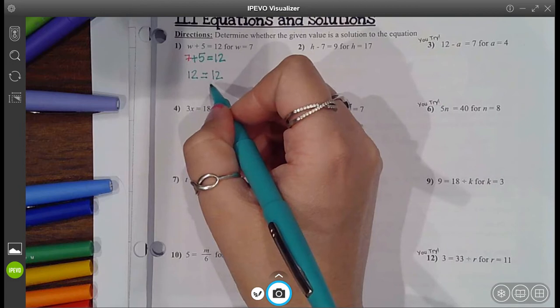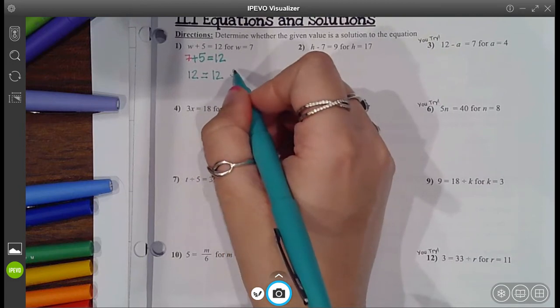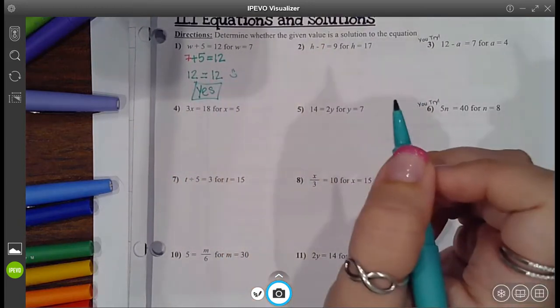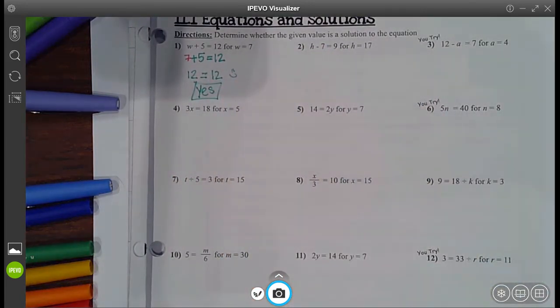Did that end in a true statement? Yes, it did. So then is 7 a solution? Yes, because it ended in a true statement. Let's try the next one.